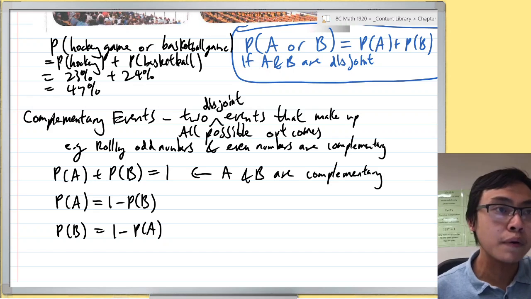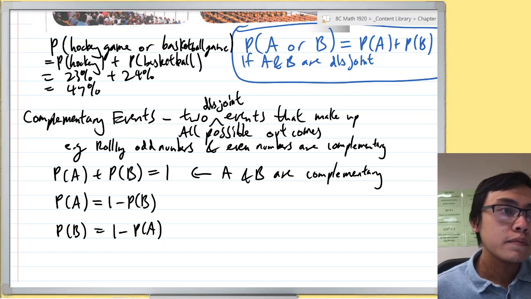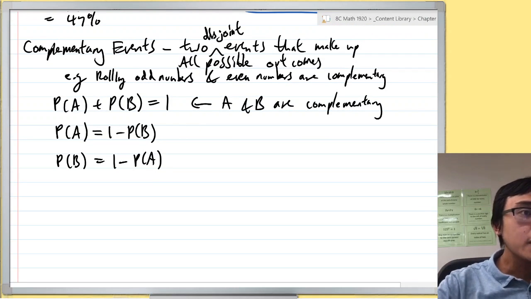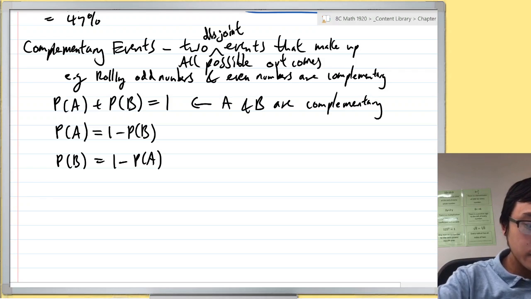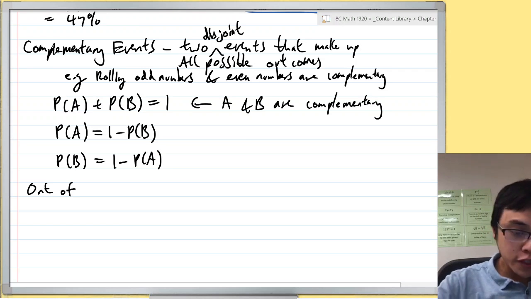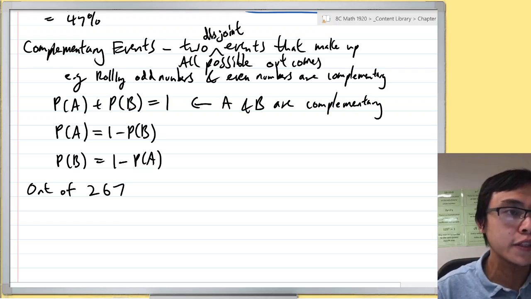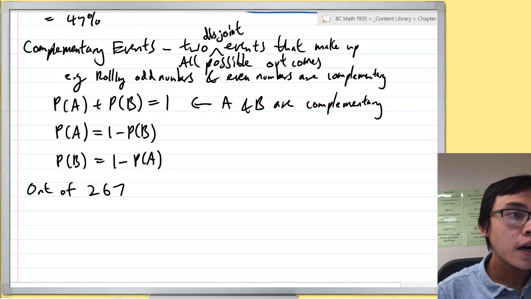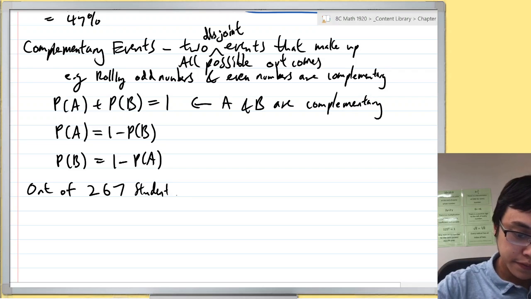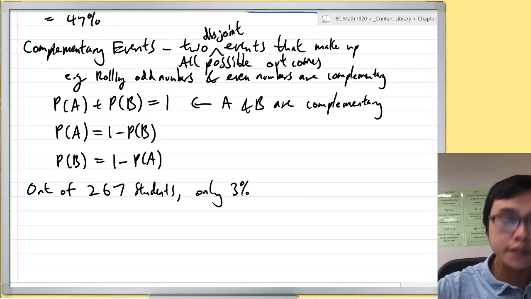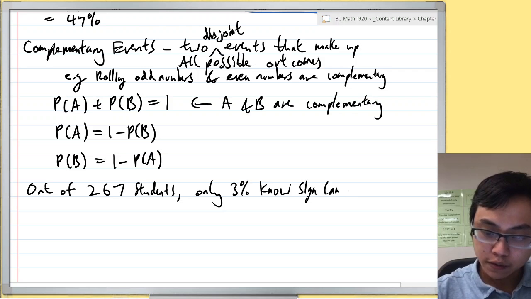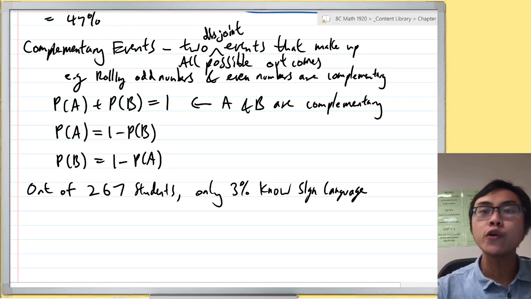Let's look at an example over here. Out of 267 students, only 3% know sign language. So knowing sign language and not knowing sign language are complementary.